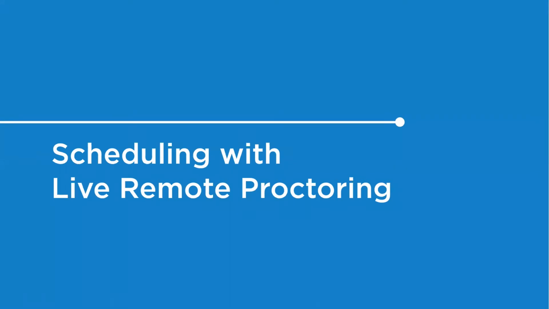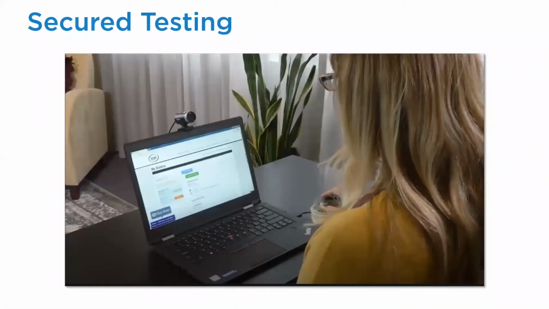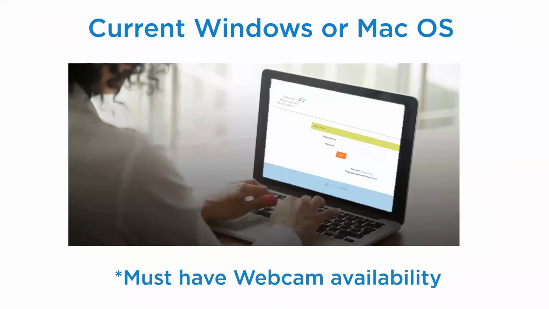Before you start, you should know that to test through PSI's live remote proctoring, you will need to have access to a desktop or laptop computer with a webcam, as well as have the Google Chrome browser on the computer you will use for test day. This also includes the use of Chromebooks that have any modern Windows or Mac operating systems.